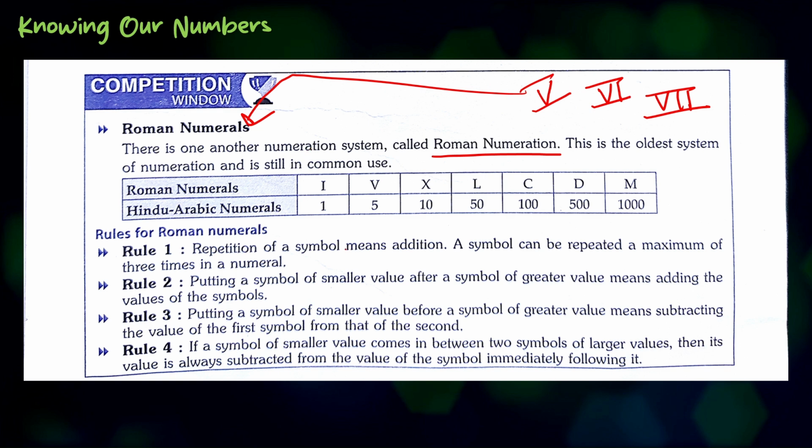So we have Hindu-Arabic numerals. Correspondingly, they have written it over here. Now let's see the rules of the Roman numerals. So what is the rule? We have about 4 rules. These 4 rules have to be followed for you to answer the question.